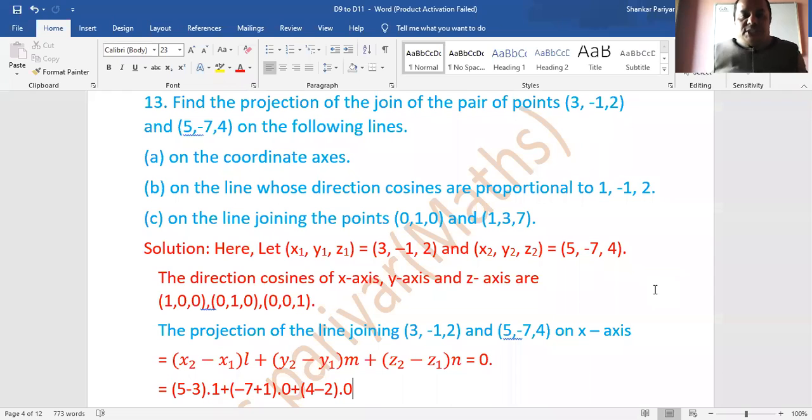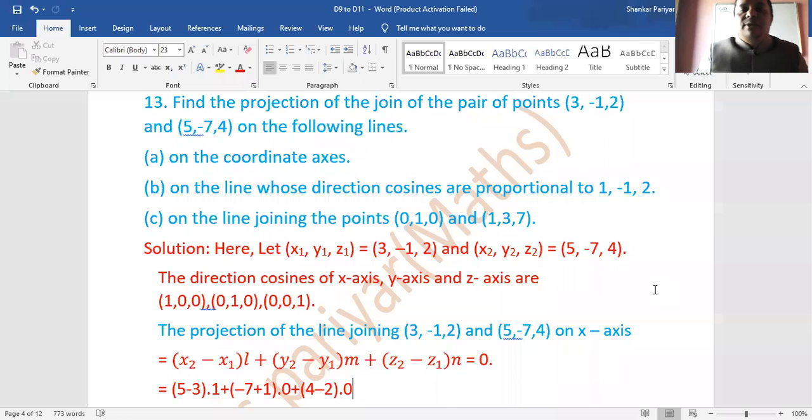Find the projection. It means you have to find out the projection. What does projection mean? You have to find out the projection of the line. I already told you, the projection of any line is r cos theta. The projection of one line on another line is r cos theta. Here r means the length of this line, and theta means the angle made by the projected line with the other line.